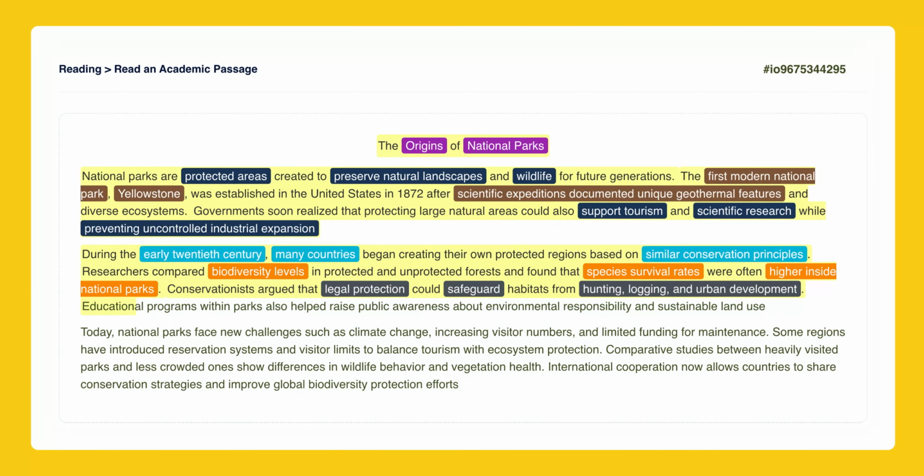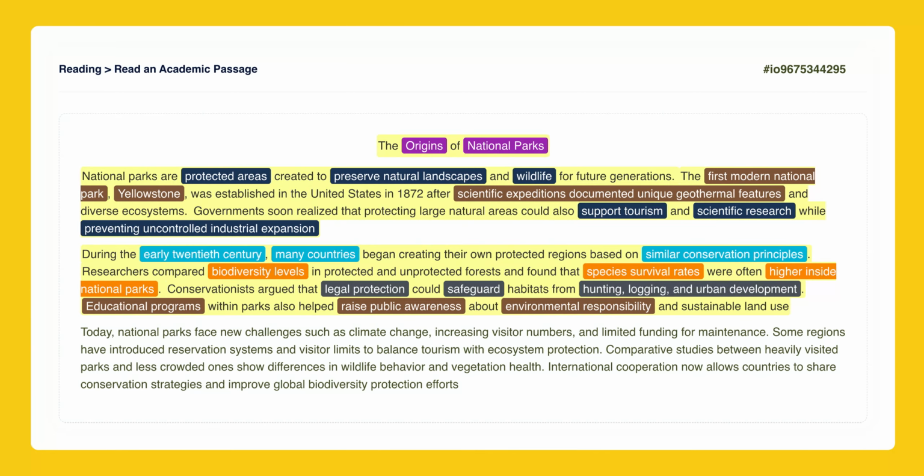Educational programs within parks also helped raise public awareness about environmental responsibility and sustainable land use. Finally, this paragraph mentions another role of parks: education. Educational programs were used to raise public awareness. The goal was to teach people about environmental responsibility. This adds a social dimension to the biological purpose of the parks.